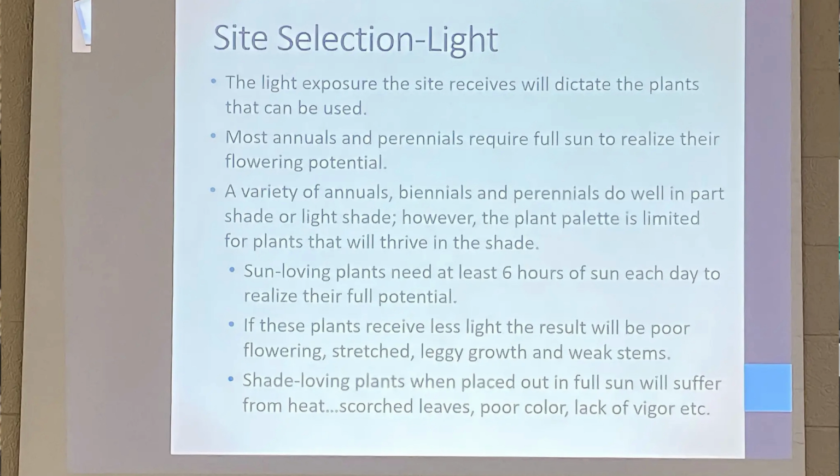Sun-loving plants need at least 6 hours of sun each day to realize their full potential. If these plants receive less light, the results will be poor flowering, stretched, leggy growth, and weak stems. Shade-loving plants, when placed out in full sun, will suffer from heat, scorched leaves, poor color, lack of vigor, etc.